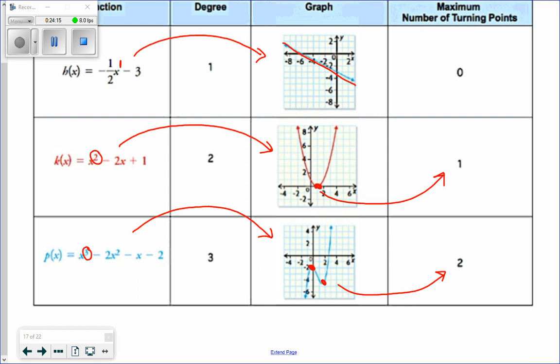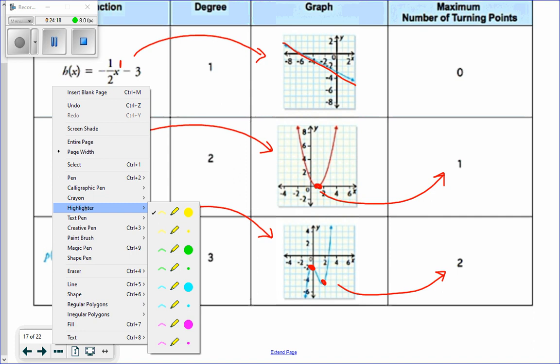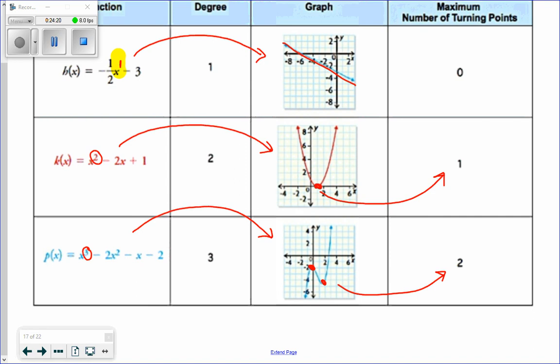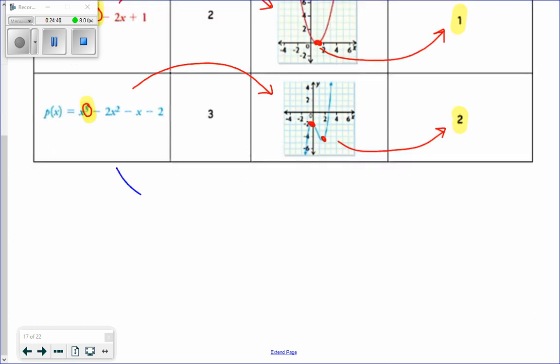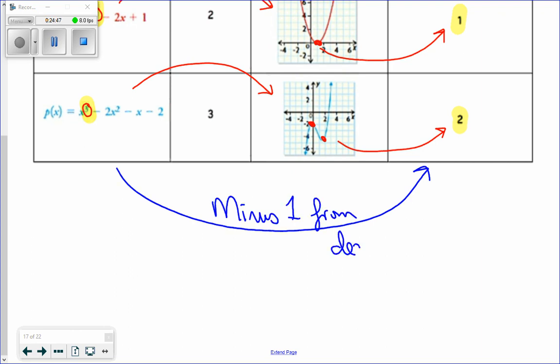What's the pattern? So the degree is 1. Maximum number of turning points is 0. Degree is 2. Maximum number of turning points is 1. Degree is 3. Maximum number of turning points is 2. What's the pattern? It's always 1 less than the degree.